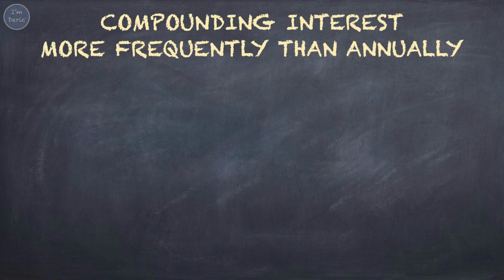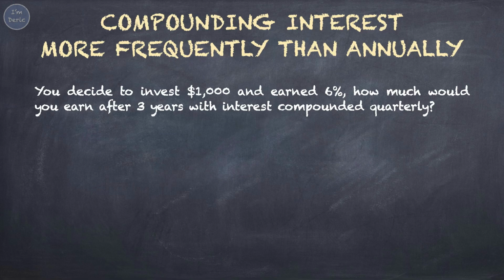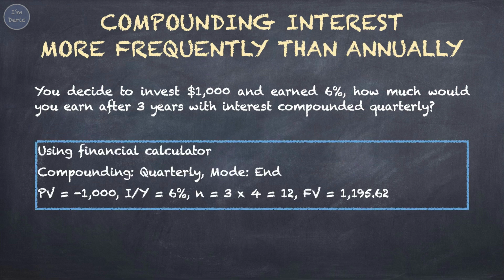Let's put it into calculation. If you decide to invest $1,000 and earned 6%, how much would you earn after 3 years with interest compounded quarterly? Using financial calculator, set quarterly compounding and set end mode. Then key in PV equals negative 1,000, IY equals 6%, N equals 3 times 4 is equal to 12. Last step, press FV, you will get the answer.